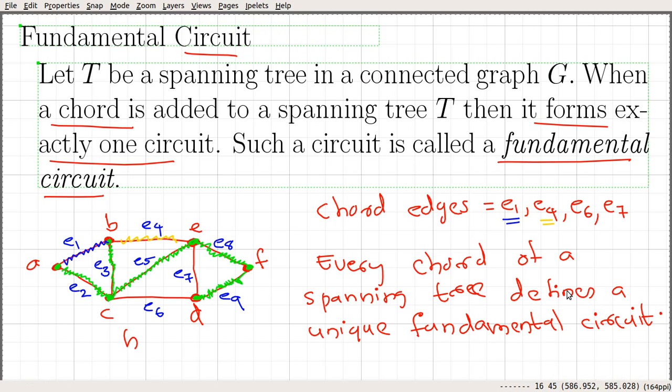Okay, so that's it for this video. In this video we saw the definition of a cut set, a fundamental cut set, and a fundamental circuit. In the next few videos we are going to prove some properties of these cut sets, and while proving those properties, we will also discuss the relationship between those and fundamental circuits.